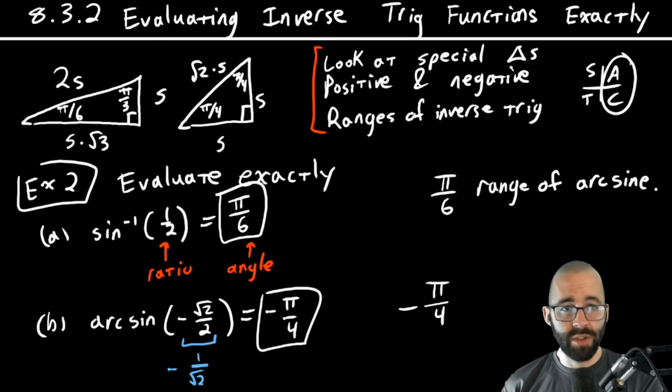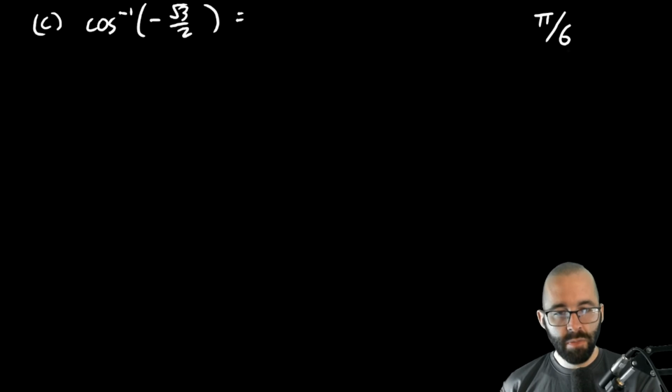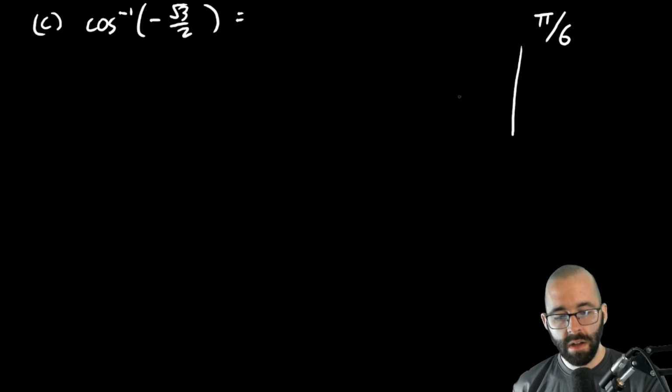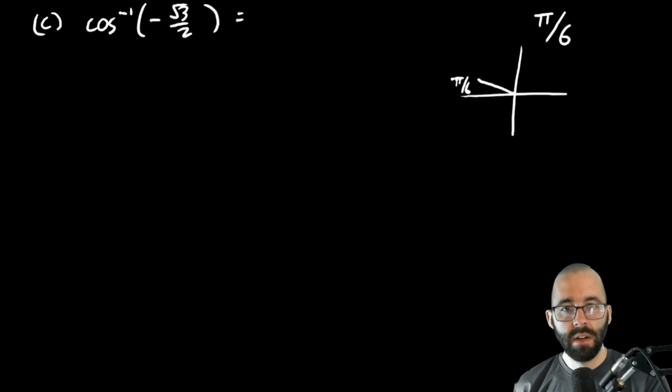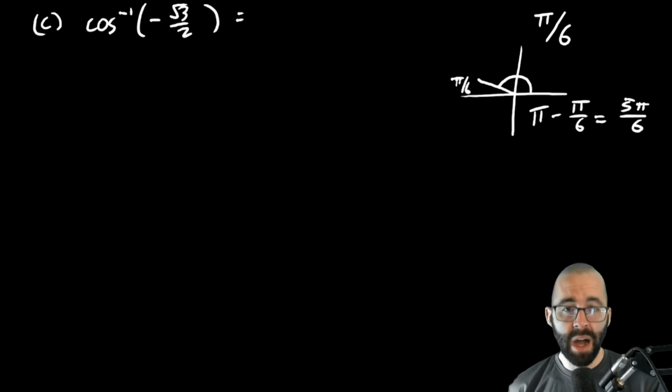Well, these two quadrants don't work. These two quadrants give us a positive ratio for cosine. So it has to be in the second quadrant. We want a reference angle of pi over 6 in the second quadrant. Things are getting more complicated. We need the reference angle to be pi over 6. So what is this full angle? This full angle is going to be pi, or 180 degrees, minus the reference angle of pi over 6, or 5 pi over 6.